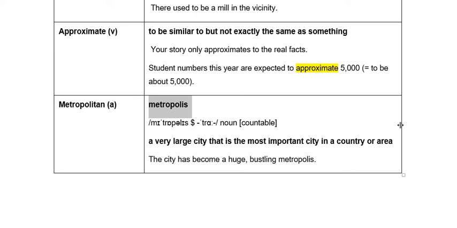Okay, the city has become a huge, bustling metropolis. Bustling means full of activity. So when you say the city is bustling, meaning the city is full of life, full of activities.